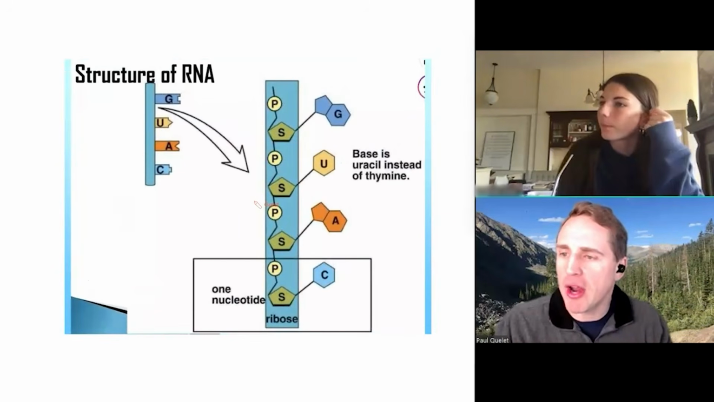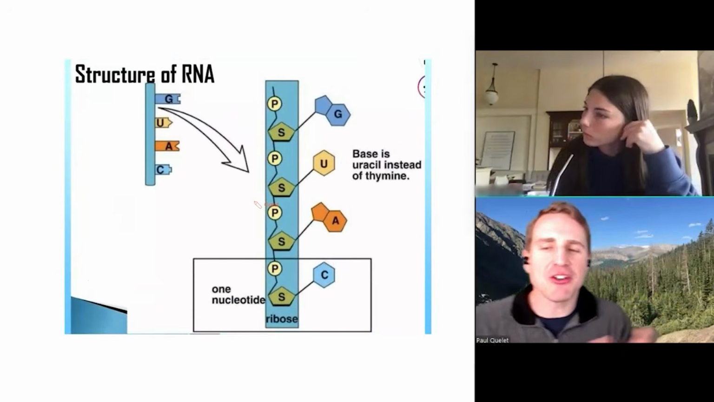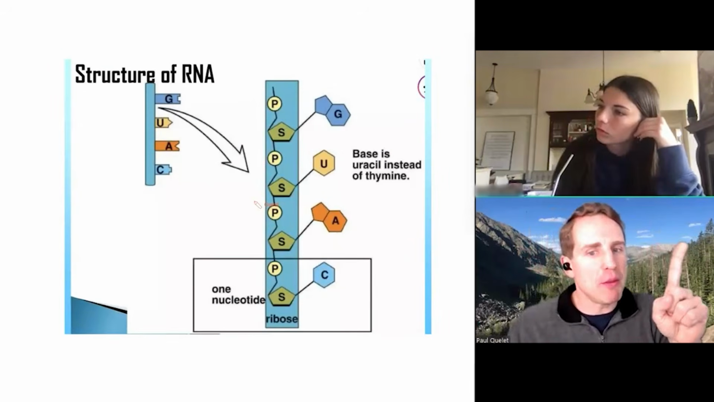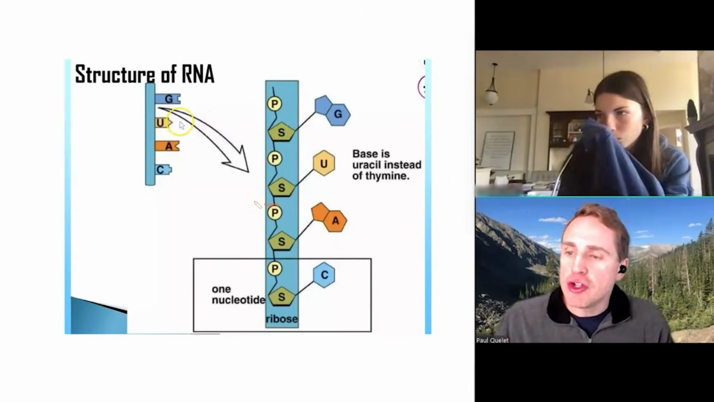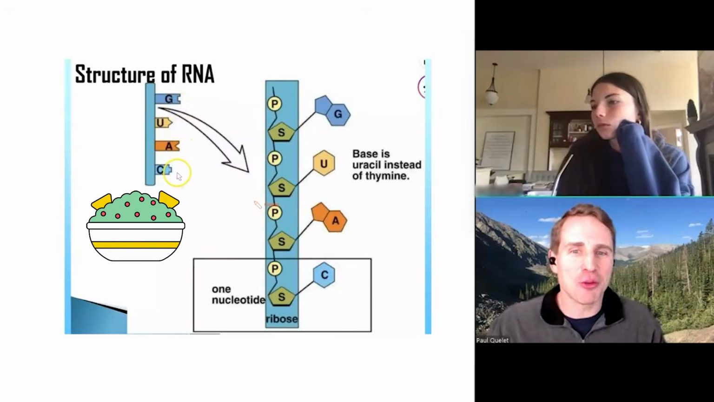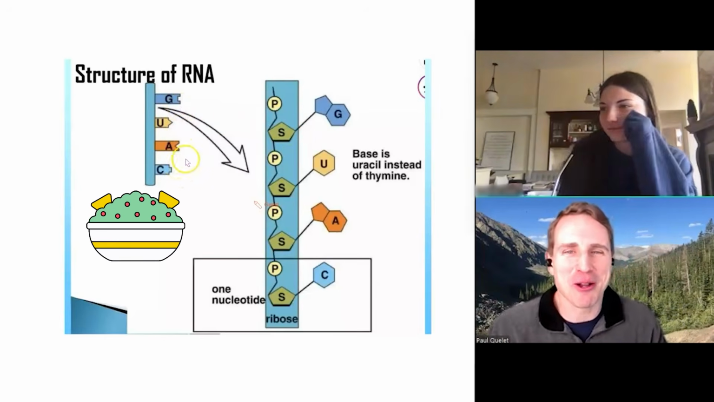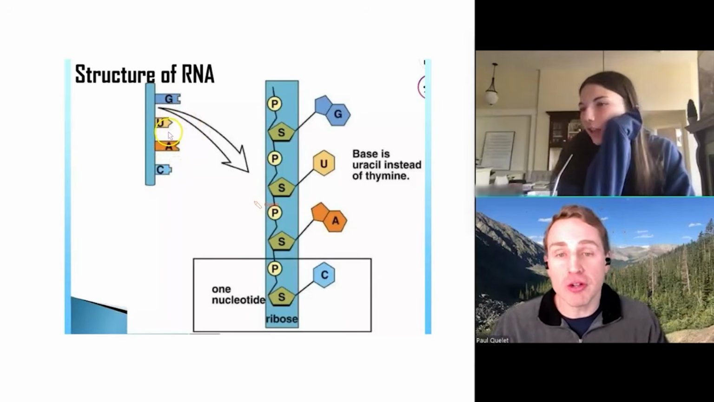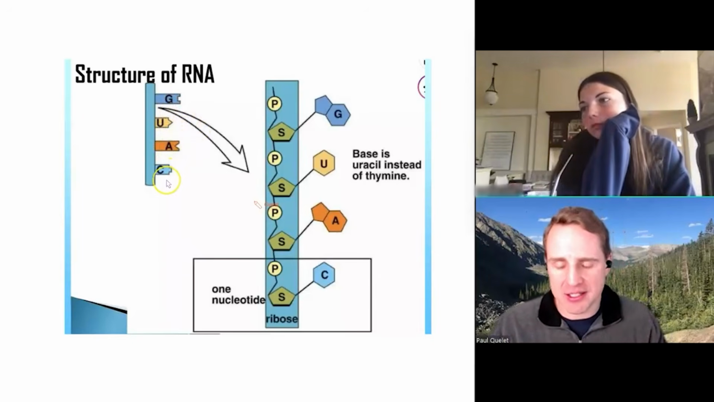So here's what RNA actually looks like. It's still got a backbone, but it's only got one backbone, unlike DNA, right? Notice it's got GUAC, guac. Hey, that actually works out. I never realized that. Guac, like guacamole. So guanine, uracil, adenine, cytosine.